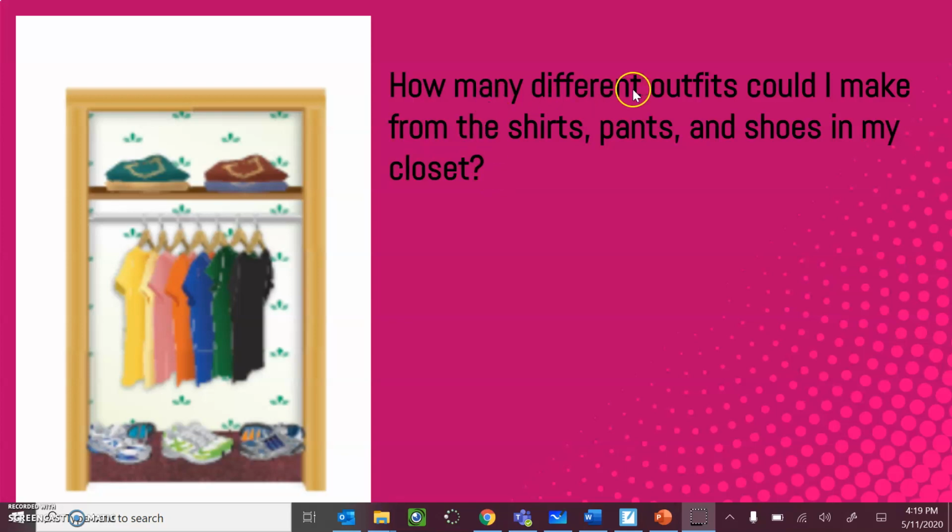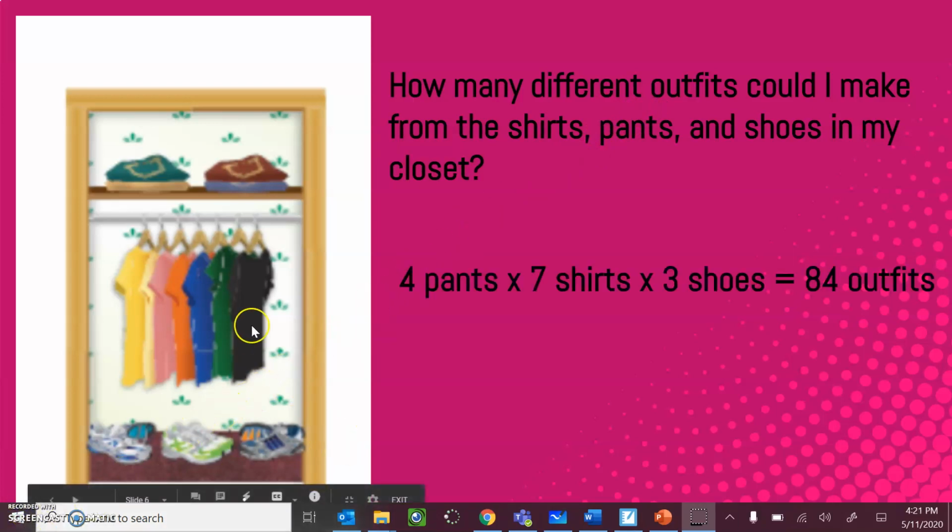But if the question is just asking you how many different outfits you could make, you can use the fundamental counting principle to determine that. Go ahead and pause the video, see if you can come up with a total number of outfits, and then unpause. So if you were able to clearly see that there are 4 pairs of pants and 7 shirts and 3 pairs of shoes, you would determine that there were 84 different outfits.